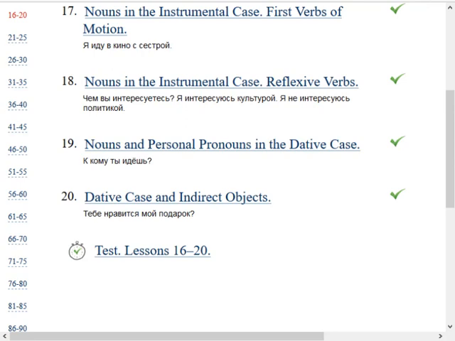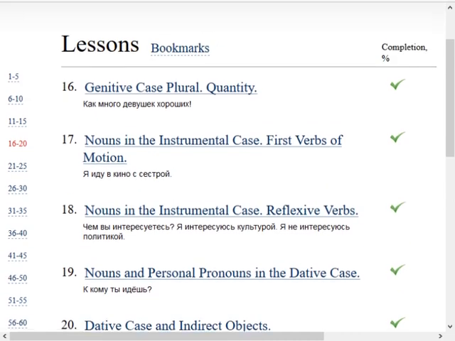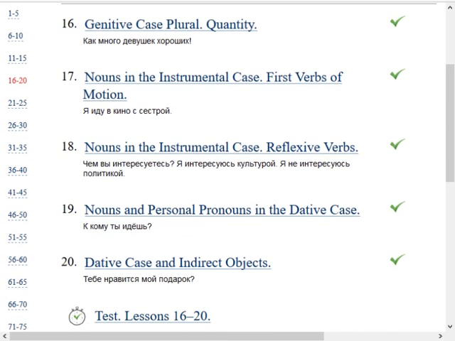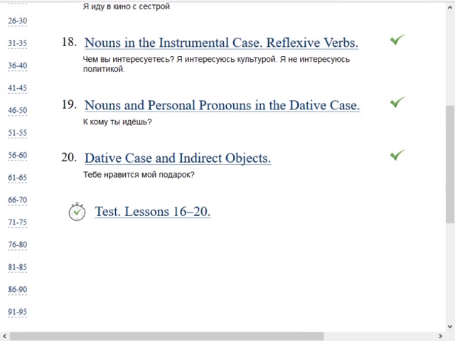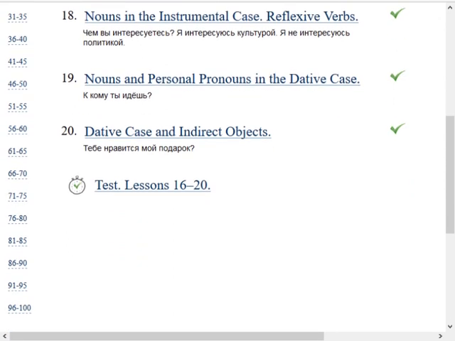Today, though, we have a test. We don't have a lesson per se. We have a test. But this test is, I think, a bit more demanding than the previous ones. Some of the previous tests were quite a breeze, relatively straightforward if you've done your studying. But in the last 5 lessons here, we've learned a lot about different cases. We've learned about the genitive plural. We then learned about the instrumental case, and then the dative case. And that's a bit challenging to take in all at once.